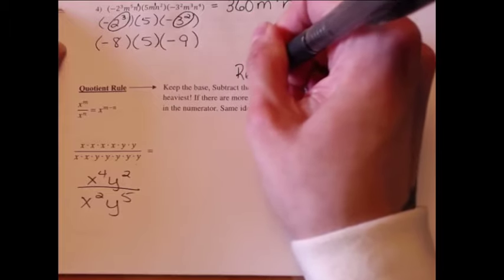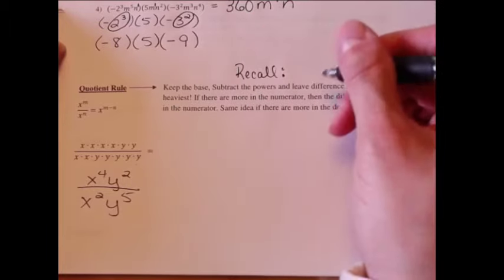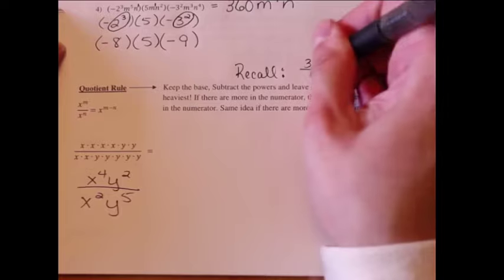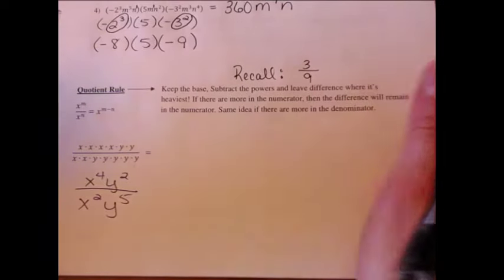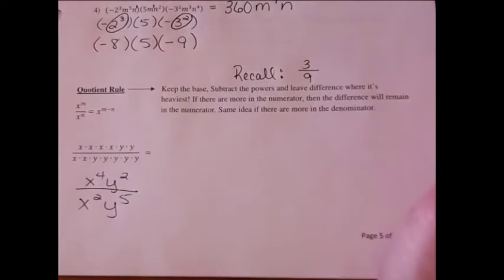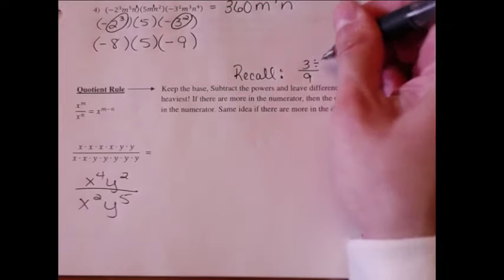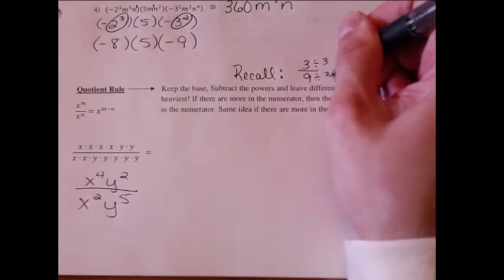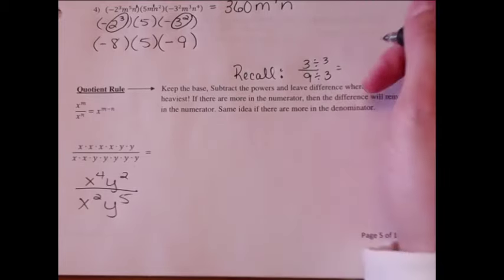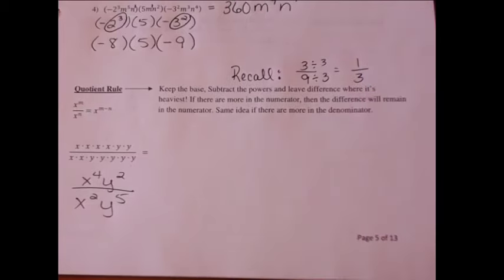Let's recall something that you're used to. Recall the fraction 3 over 9. If you had a fraction 3 over 9, all of you would say, reduce that. How do we reduce that? You would say, well, we would divide out a common factor. Okay, so you would say that we would divide both by a 3. If you divide both by a 3, you get 1/3.